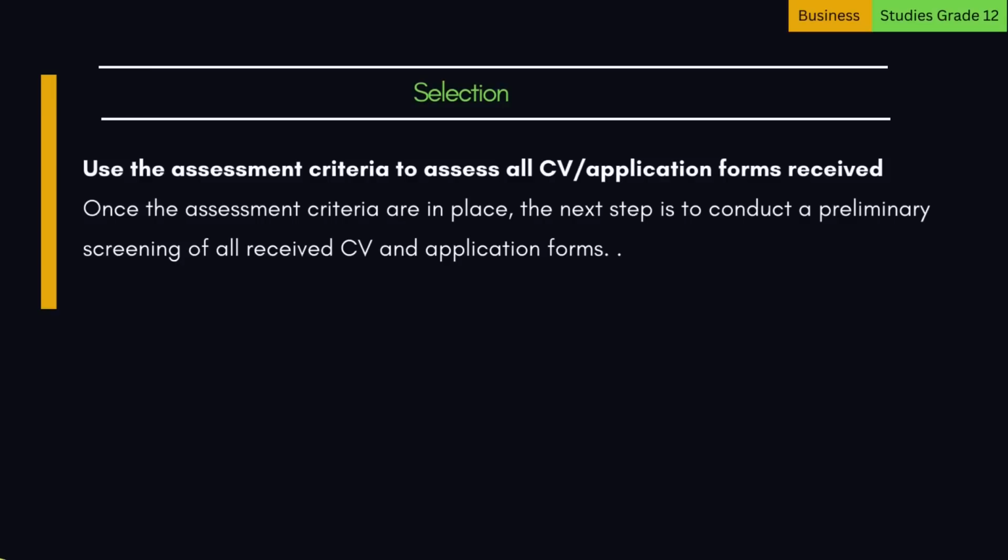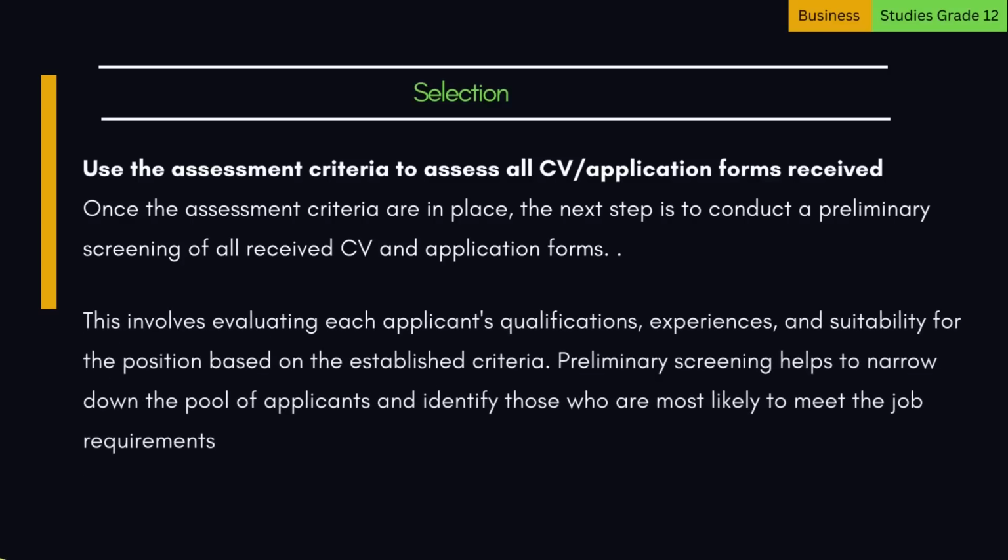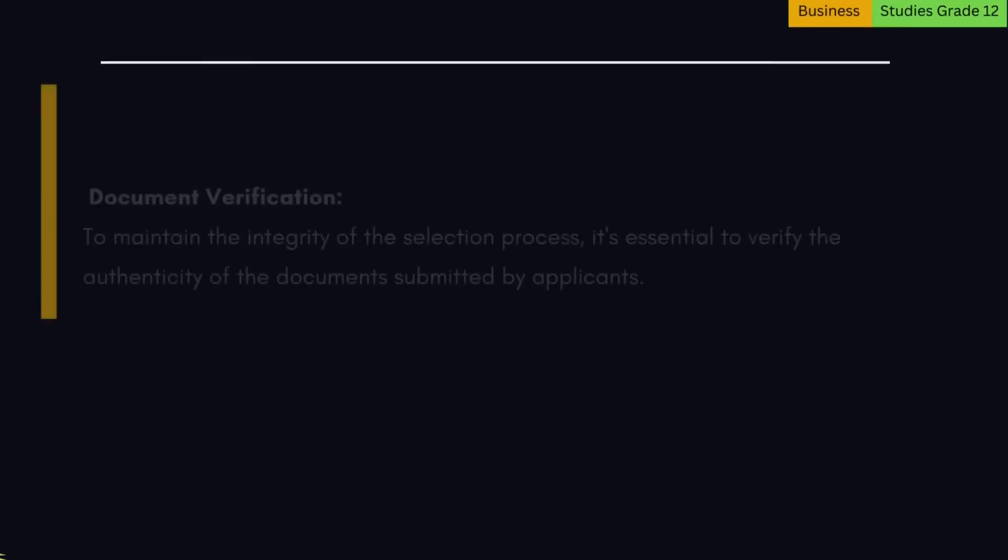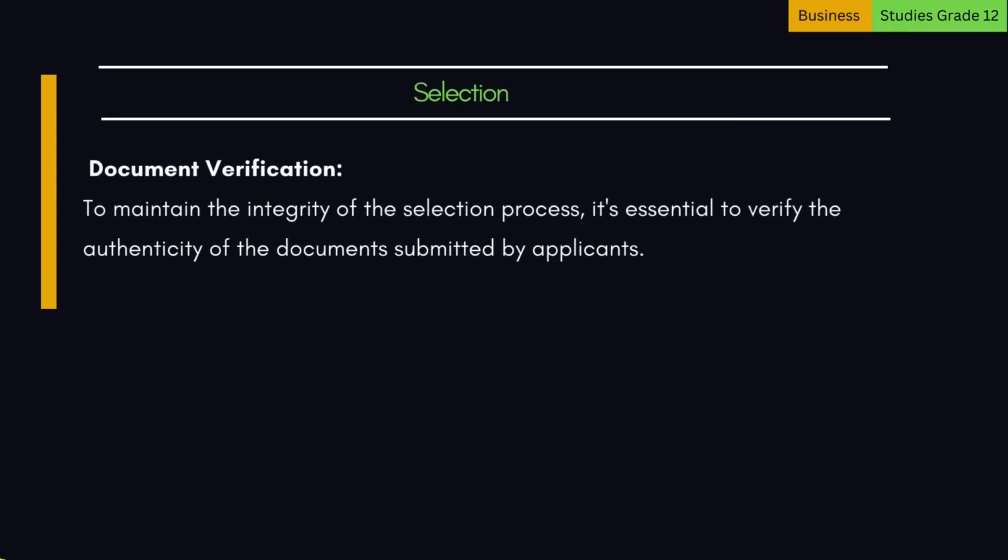2. Use the assessment criteria to assess all CVs or application forms received. Once the assessment criteria are in place, the next step is to conduct a preliminary screening of all received CVs and application forms. This involves evaluating each applicant's qualifications, experiences, and suitability for the position based on the established criteria. Preliminary screening helps to narrow down the pool of applicants and identify those who are most likely to meet the job requirements.